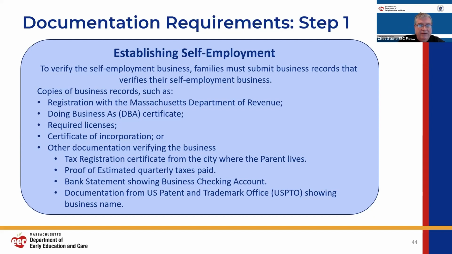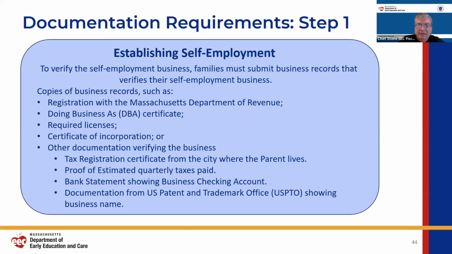All other documentation verifying the business, tax registration certificate from where the city or the parent lives, proof of estimated quarterly taxes. That's a big one for carpenters, independent contractors. They got to pay their taxes quarterly.